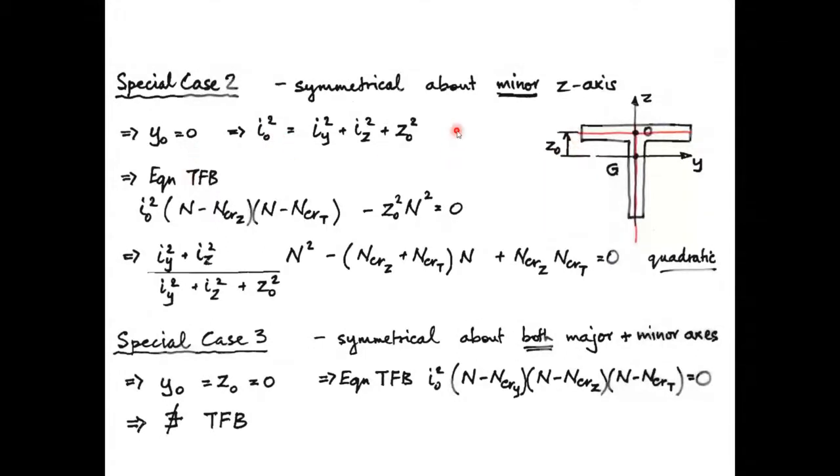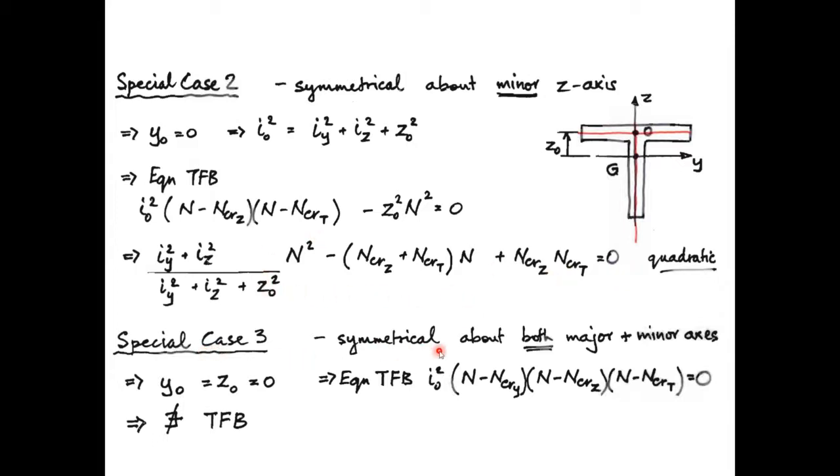So therefore, my radius of gyration, I know my y naught has gone out of the equation, so I'm left with the radius of gyration about the major axis squared plus the radius of gyration about the minor axis squared plus z naught squared. And the equation for the torsional-flexural buckling comes down to be i naught squared times N, the axial load, minus N_cr,z, the critical load about the minor axis, times N minus N_cr,T, the critical torsional buckling load, minus z naught squared N squared equals naught. And then we simplify that equation down into a quadratic equation that we can solve.